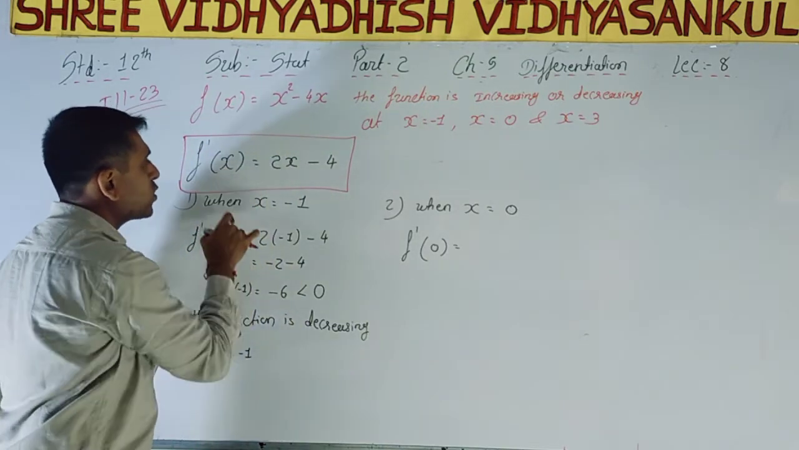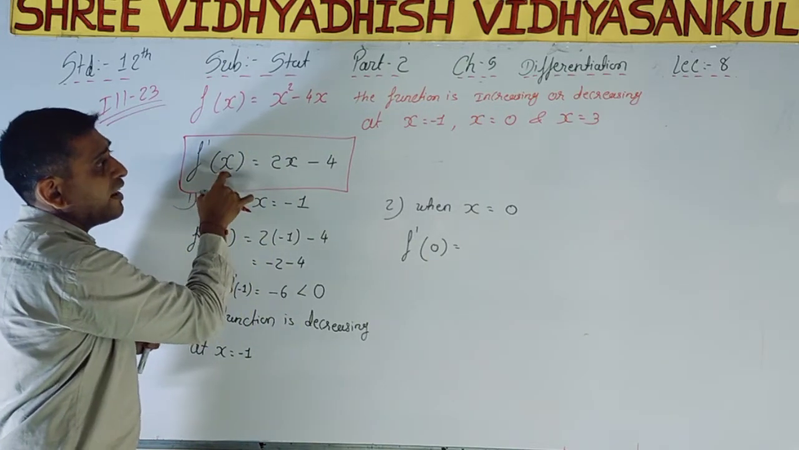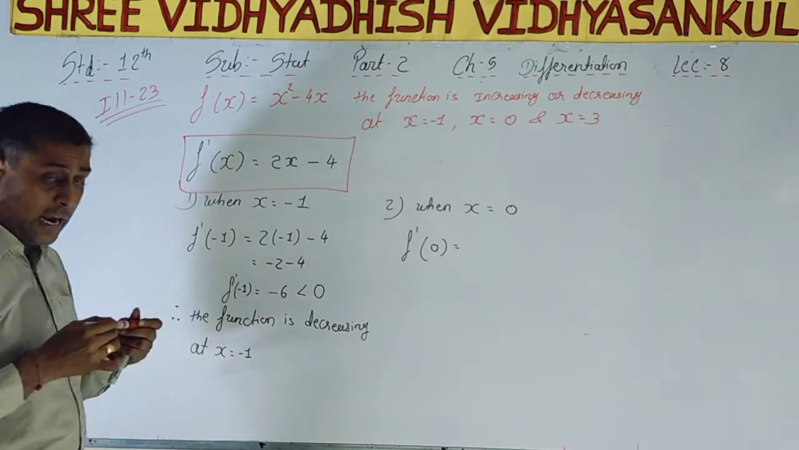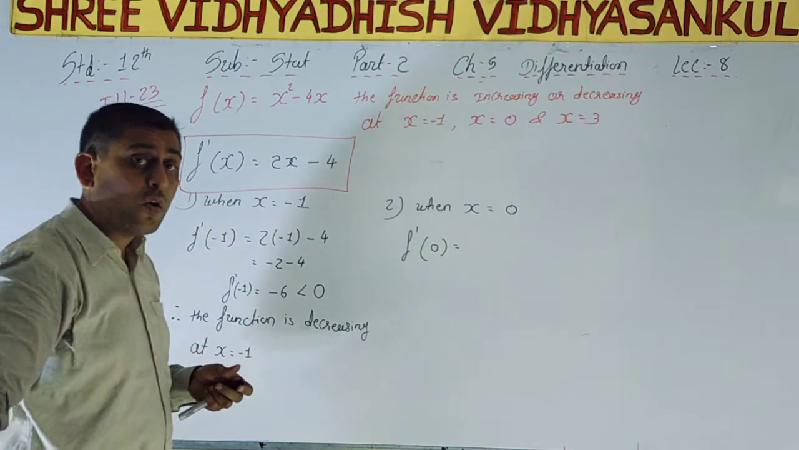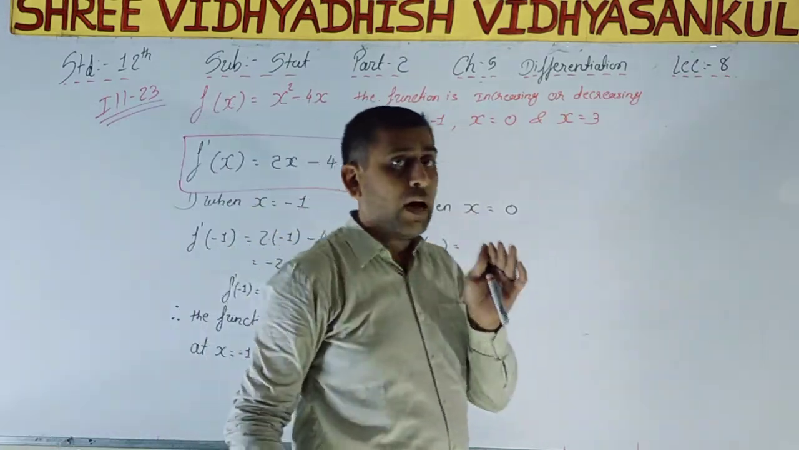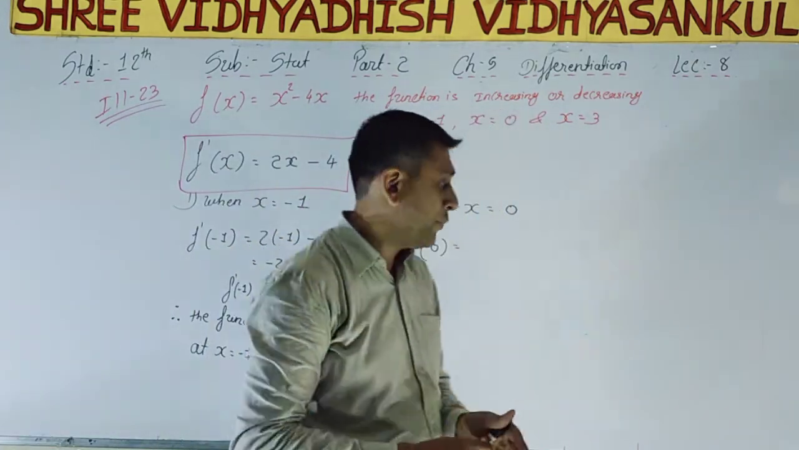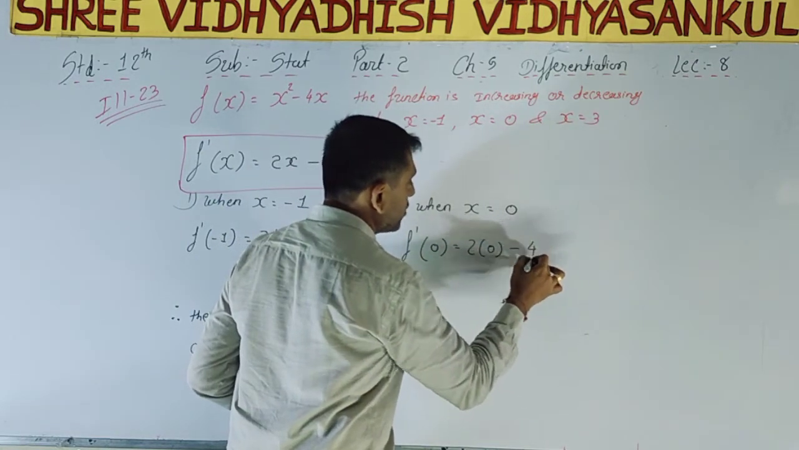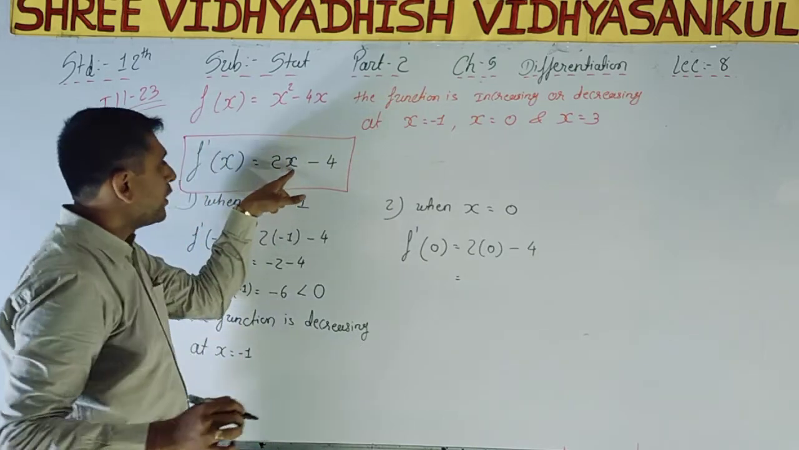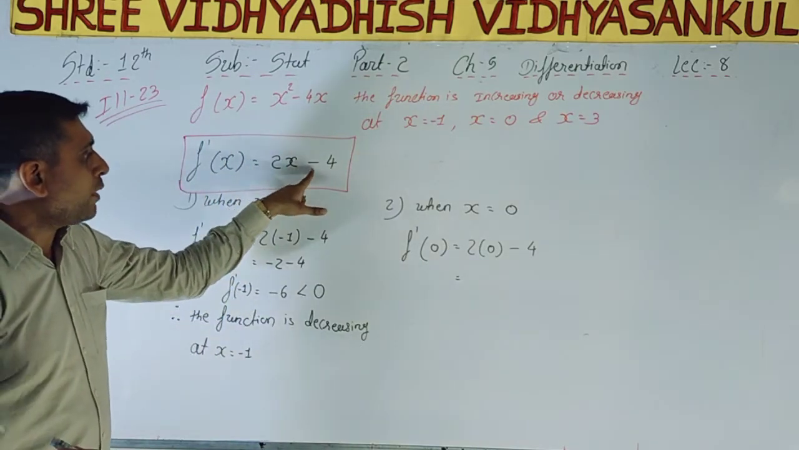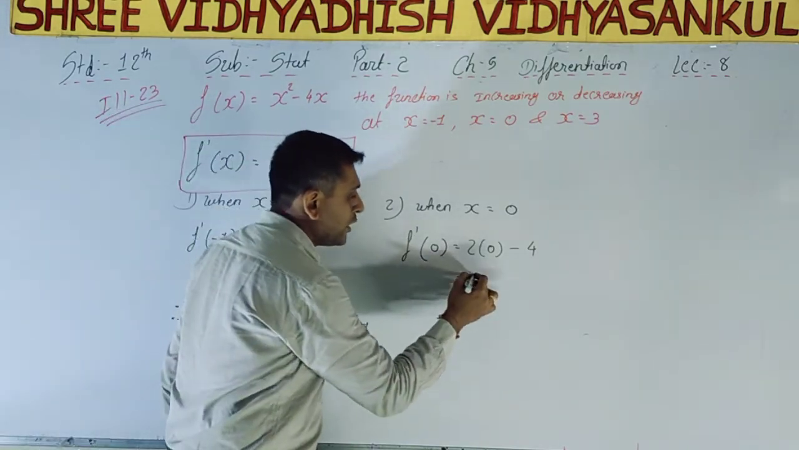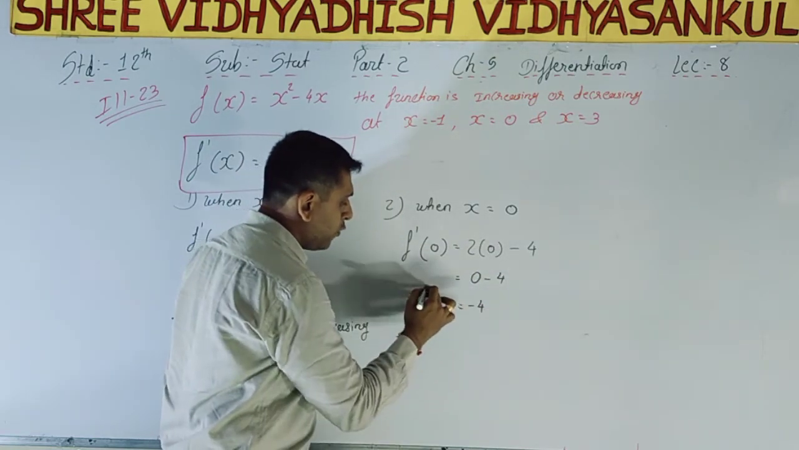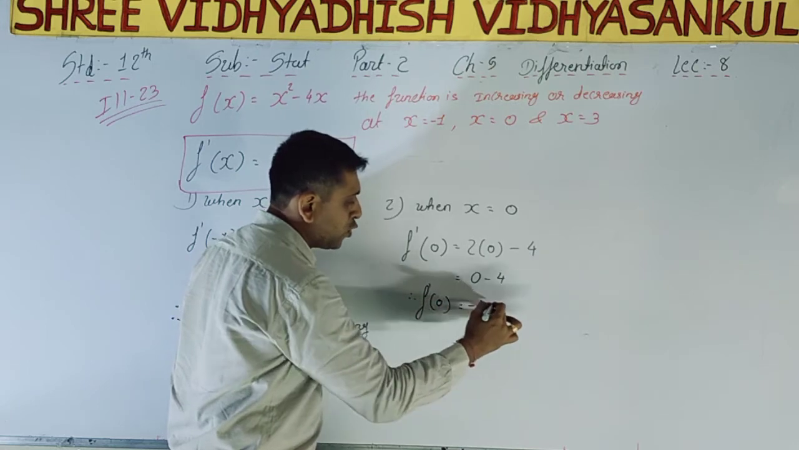x is equal to minus 1, then x is equal to 0, and then x is equal to 3. So here, minus 1, 0 and 3, we have to write and find out the values of the f dash x function. Okay, so here at 0: 2 into 0 minus 4, 2 into x, that is 0, minus 4, 2 into 0 is 0, minus 4. So minus 4 is your answer. Therefore f dash 0 is equal to minus 4.